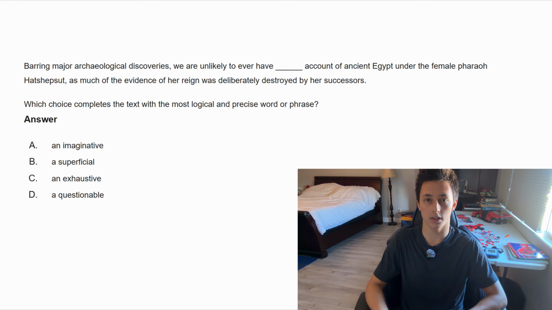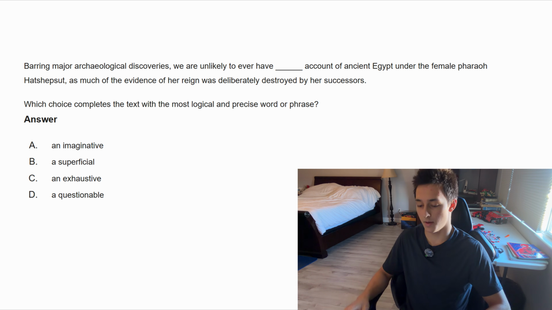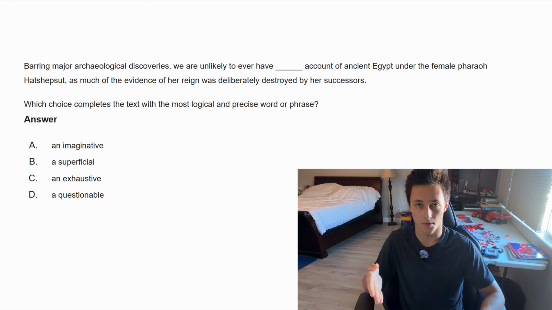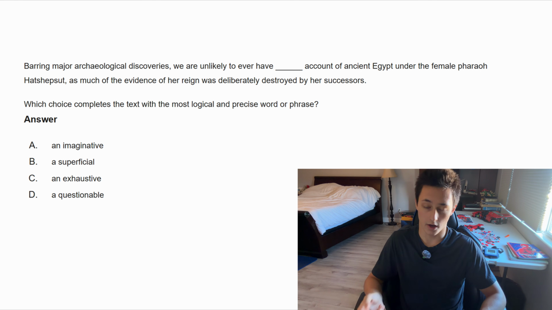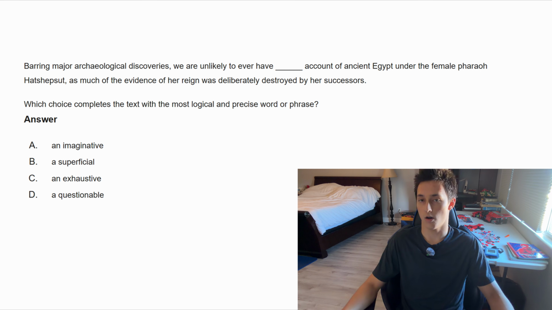So if you don't know what this word means, it means surface level. That's how I remember it. It means not a super deep understanding. So it's actually the opposite of what we want. We want a deeper understanding, or a deeper account of ancient Egypt. This is saying a superficial account, which is surface level, which is not what we want to say.